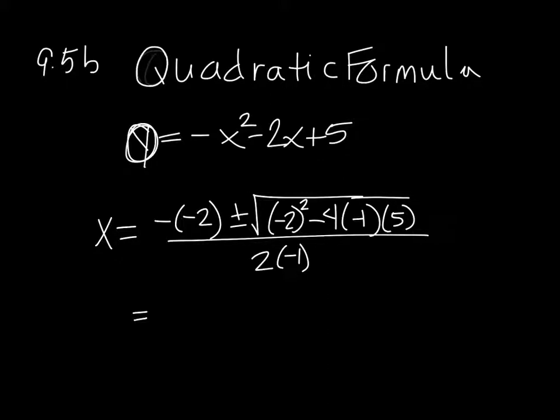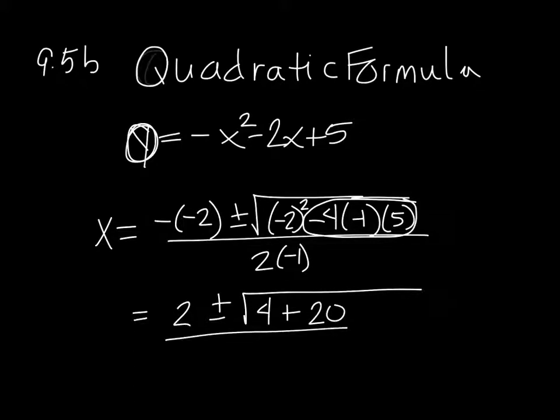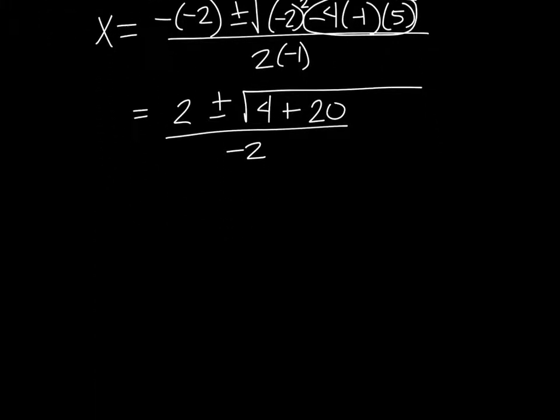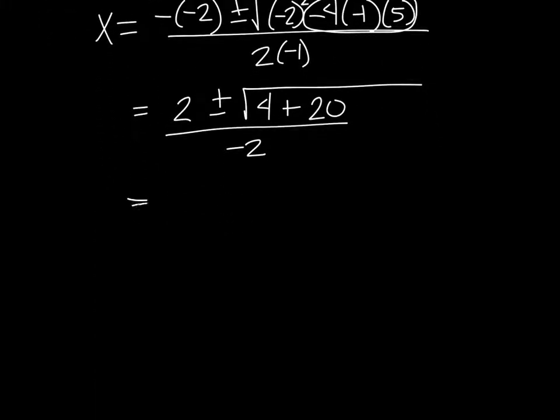So I've got 2 negatives on my 2 right there, so that's a positive 2, plus or minus the square root. Negative 2 squared, if I square the negative also, I get a positive 4. And then as I multiply all this together, I have 2 negatives, so that's a plus. 4 times 1 times 5 is 20, all over negative 2. All right, maybe you can see it happening now. Keep on going. Remember, we can't square root until we get one number inside the square root. So we add 4 and 20, we get 24, all over negative 2.